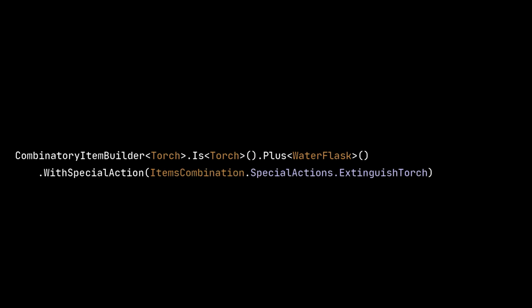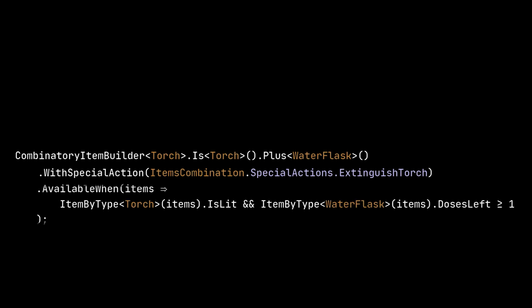You pass here the item combination and a special actions enum value, and after that call the available when function. This one is a validation function for this special action and receives a collection of all inventory items the character has at the time of this call. This function must return true if the action is allowed.